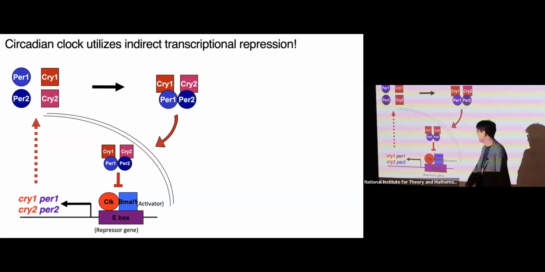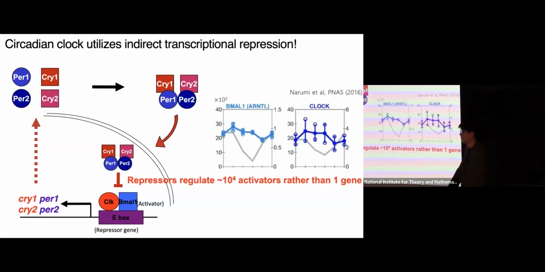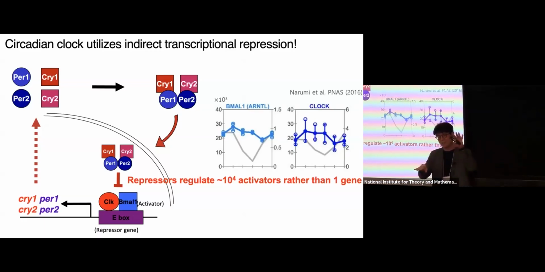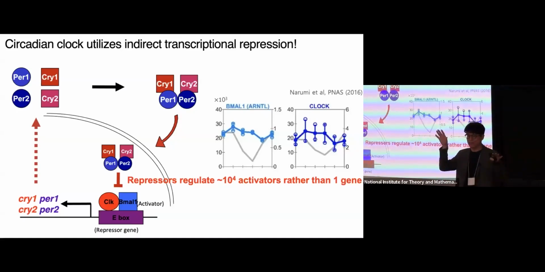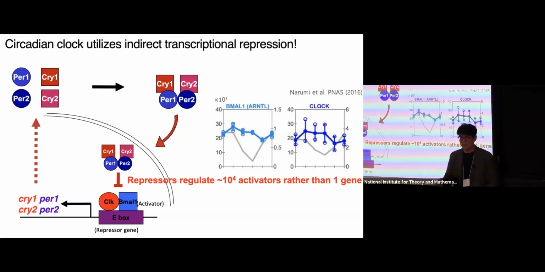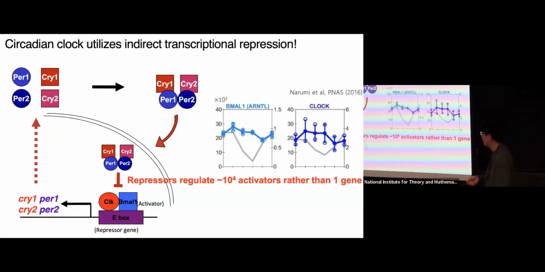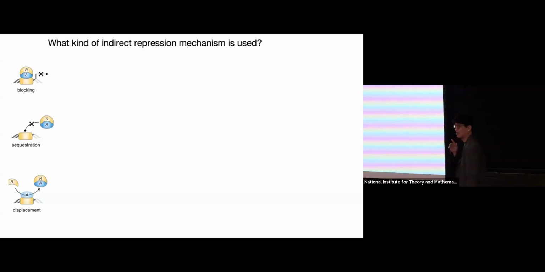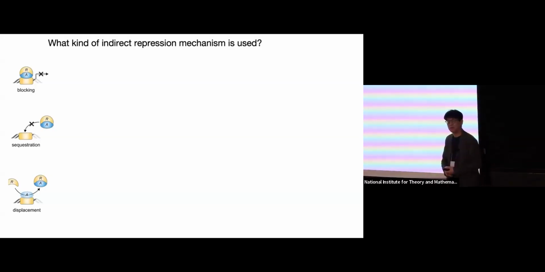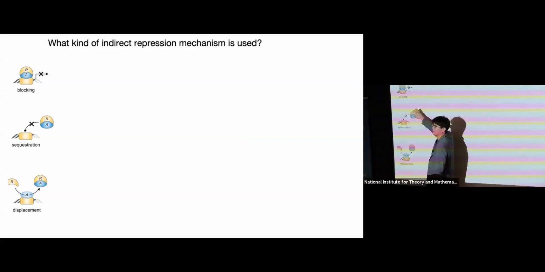What that means is the repressor targets the activator protein. Typically, the number of activator proteins is 10 to the 3 or 10 to the 4. So rather than 1000 to 1, they change the game to a 1000 to 1000 regulation. I feel that they are trying to use the law of large numbers here. Okay, so what kind of indirect repression mechanism exists? There are 3 different types of indirect repression mechanism. Number 1 is blocking. What does blocking mean?